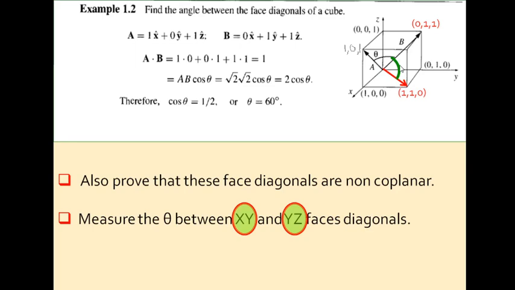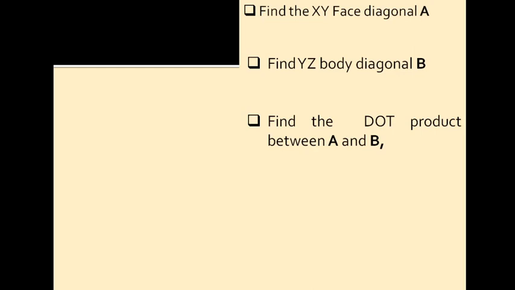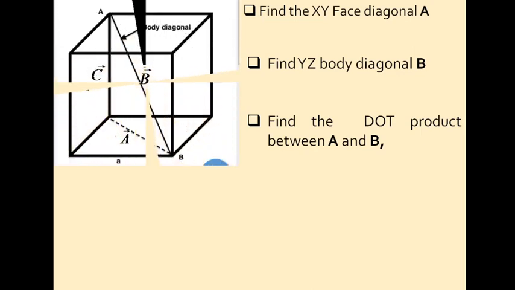If you want to digest the real essence of this example, then you should stop here and first work out this particular example. Anyway, let's come back to example number 3 as it is asked. We are asked to find the angle between a face diagonal and the body diagonal.